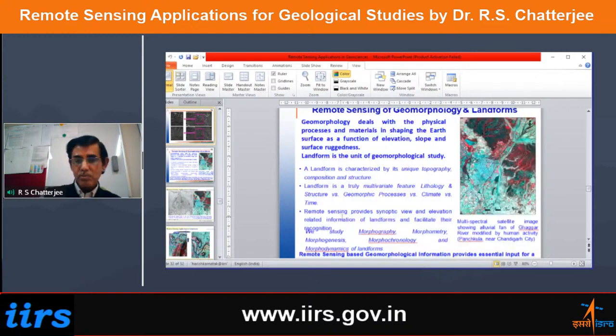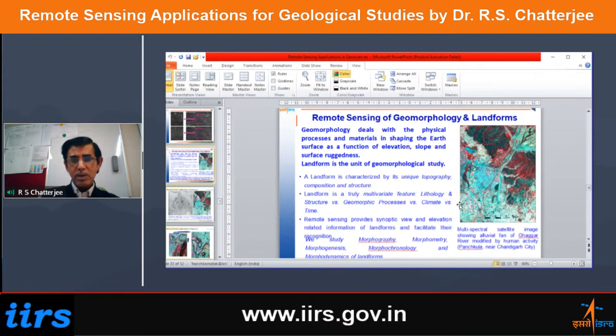Now coming to geomorphology. Okay, so geomorphology deals with the physical processes and materials in shaping the Earth's surface. Geo plus morpho plus logy. Geo means Earth, morpho means shape, and logy is science. Okay, so basically it is the science of the shape of the Earth's surface, and more precisely, it is your surface elevations, and this is mostly reflected by the differences in the surface elevation.